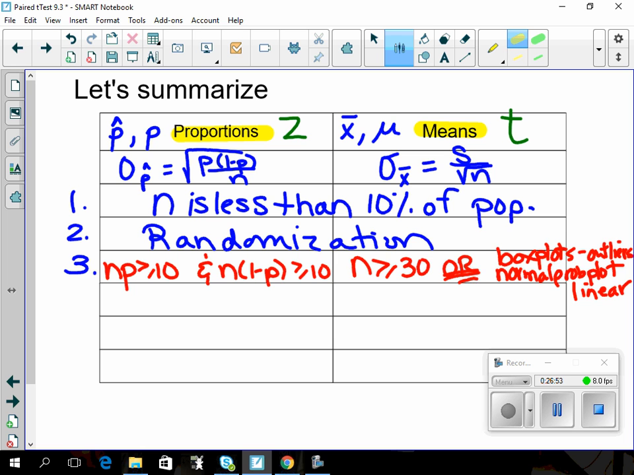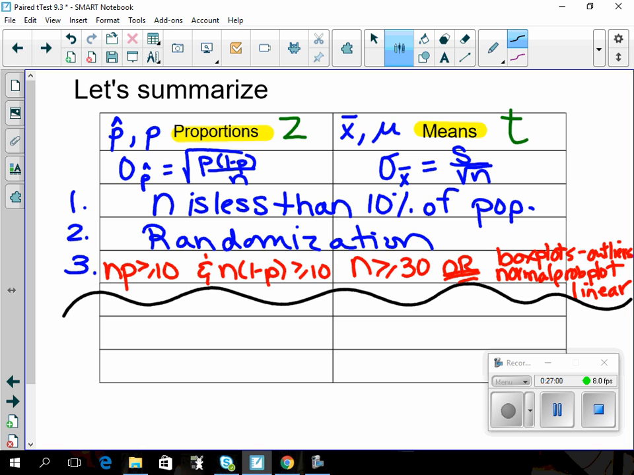Okay? We are going to now add 2 samples. But before we do that, we're going to look at a special case called matched pairs. A matched pair t-test is something that we're going to do underneath means. And there are 2 samples that are taken. They are just matched somehow.